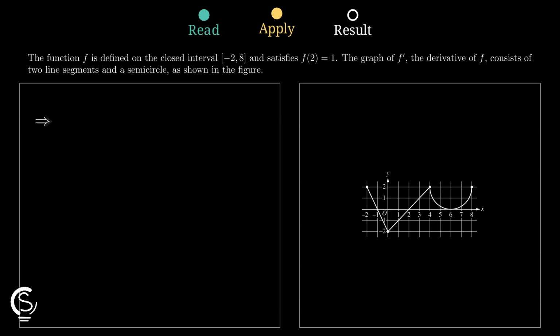Its derivative, f prime, is decreasing, observing that provided graph, f prime decreases on the open intervals -2 to 0 and 4 to 6. Part C.